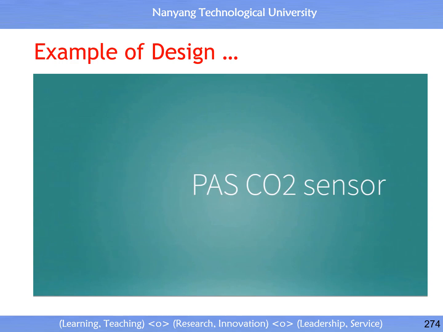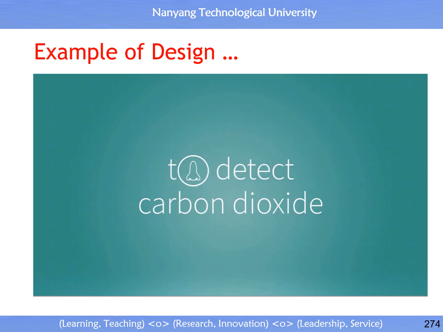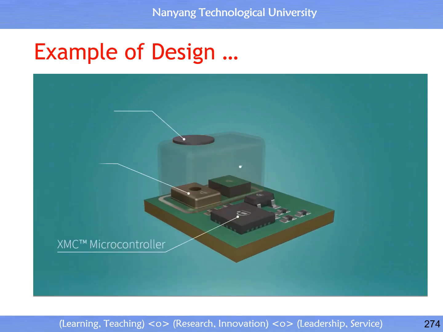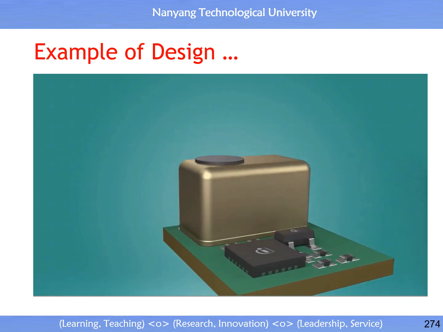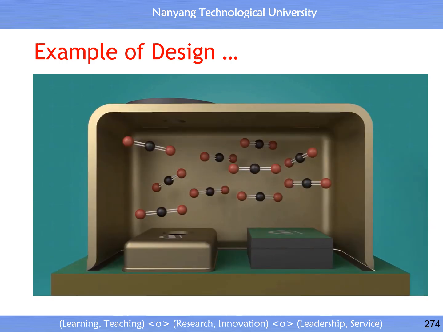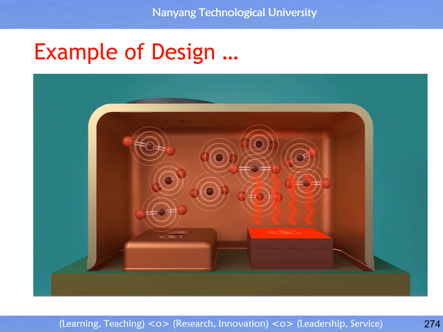The Zensiv PAS CO2 sensor is able to detect the level of carbon dioxide in indoor spaces. How does it work? Pulses of light from an infrared source pass through an optical filter tuned specifically to the CO2 absorption wavelength. The CO2 molecules inside the measurement chamber absorb the filtered light, causing the molecules to shake and generate a pressure wave with each pulse. This is called the photoacoustic effect.